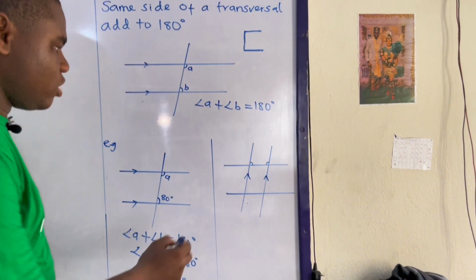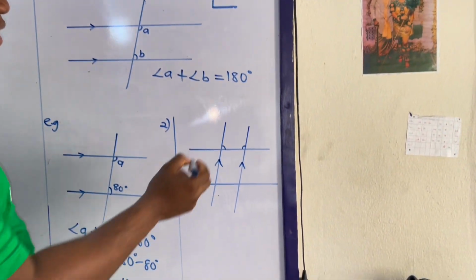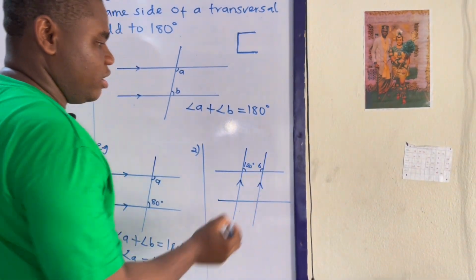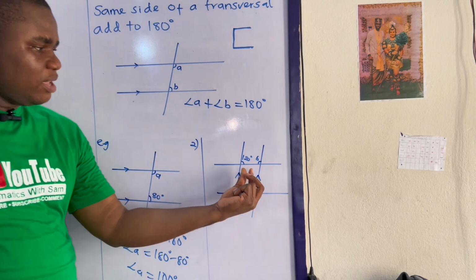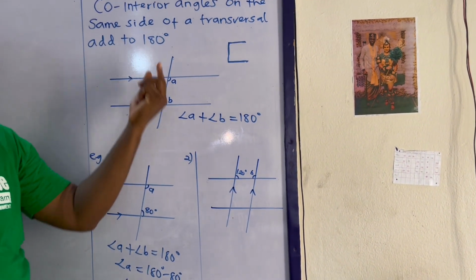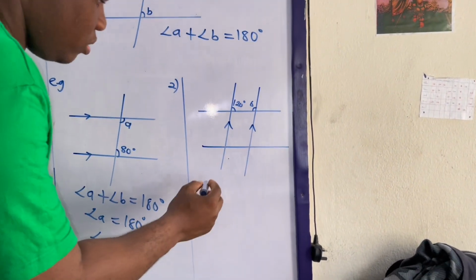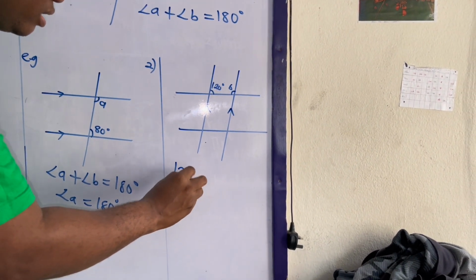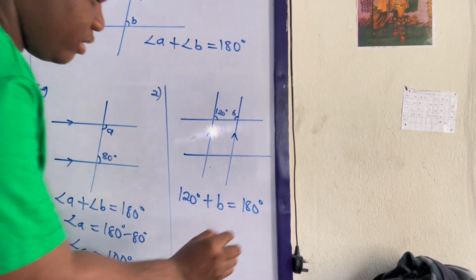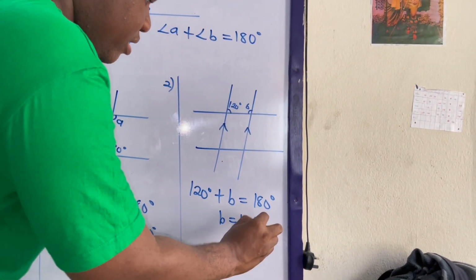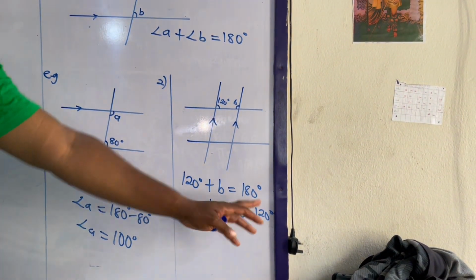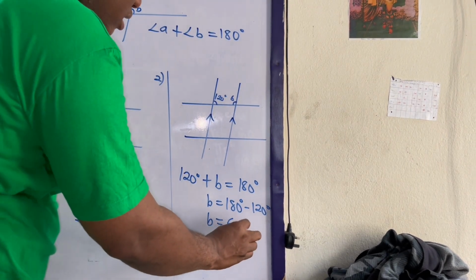Also, the second example, if we have this as 120 degrees and this is B, we are being asked to find B. You see, you're going to use the same method. The co-interior angles on the same side of a transversal add to 180 degrees. So we have 120 degrees plus B equals 180 degrees. So B equals 180 degrees minus 120 degrees. So B equals 180 minus 120 degrees, which will give us 60 degrees.